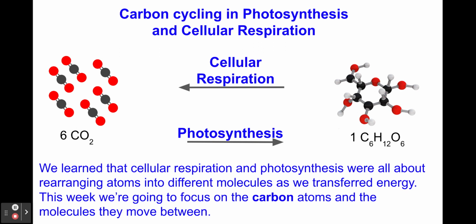We learned that cellular respiration and photosynthesis were all about rearranging atoms into different molecules as we transferred energy. This week, we're going to focus on the carbon atoms and the molecules they move between. Okay, now we're ready for part 2, drawing our carbon cycle diagram.